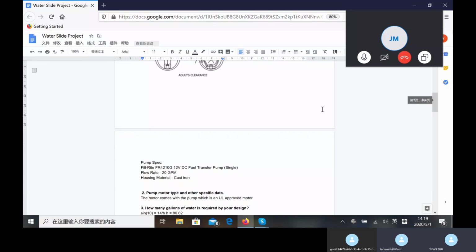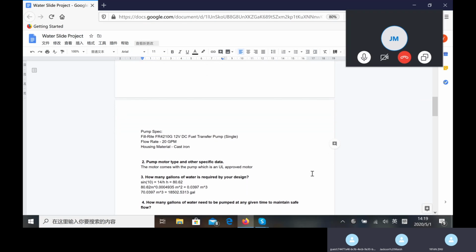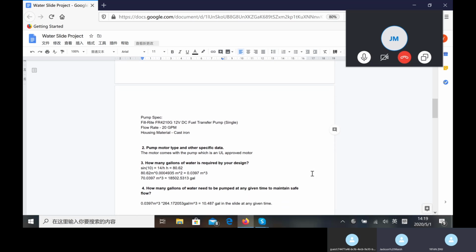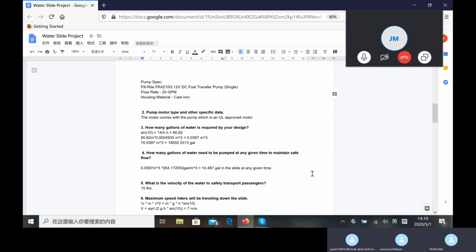And so the pump we chose to be able to do that is a Fill-Rite FR 421 G 12 volt DC fuel transfer pump. It's just a quarter horsepower pump. It has a flow rate of 20 gallons per minute. It's made out of cast iron. The motor already comes with the pump, and it's a UL approved motor.